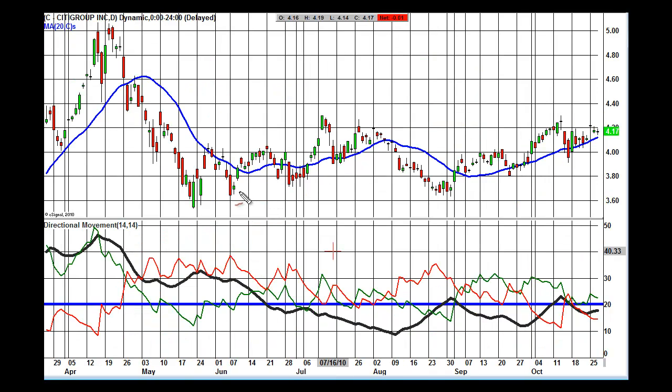And here's a chart of Citigroup. You can see the stock zigzagging from May to the end of October, not really doing much. And ADX is chopping around from 10 to 20, not really making any strong moves above 20.